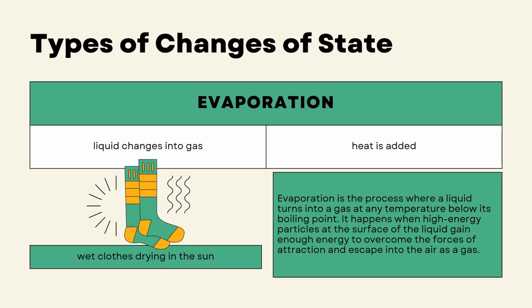Evaporation is the process where liquid turns into gas at any temperature below its boiling point. It happens when high energy particles at the surface of the liquid gain enough energy to overcome the forces of attraction and escape into the air as a gas.